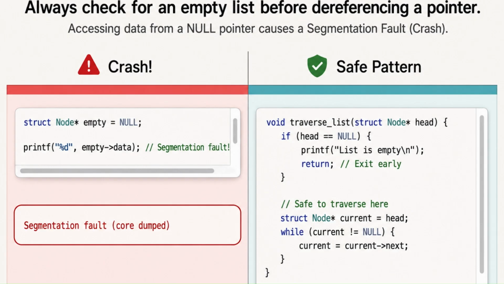And this brilliantly illustrates exactly what happens when we skip our safety checks. If you have an empty list where your pointer is null, and you try to ask the computer to read the data inside that null pointer, the computer absolutely panics. Attempting to access empty.data triggers a catastrophic segmentation fault, which crashes the application instantly. But the good news? This is entirely prevented by the safe pattern. Our early exit condition guarantees we never try to extract data from thin air.